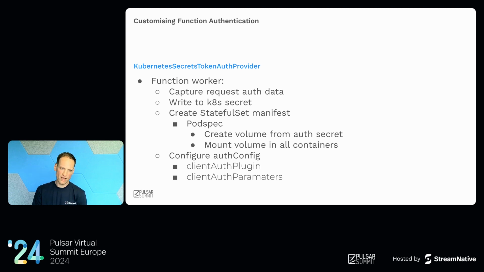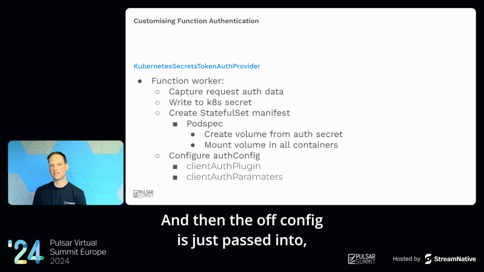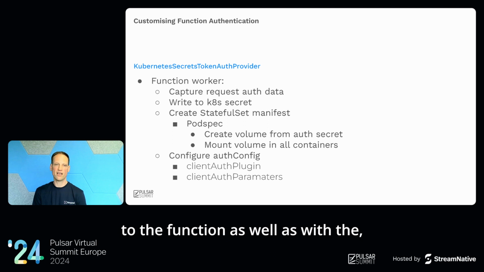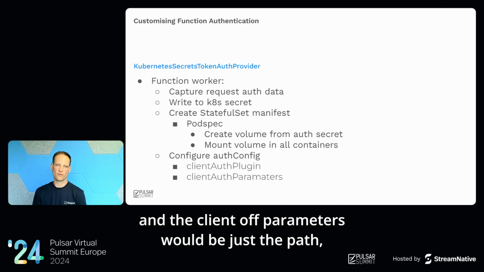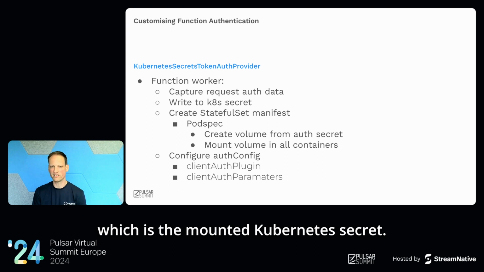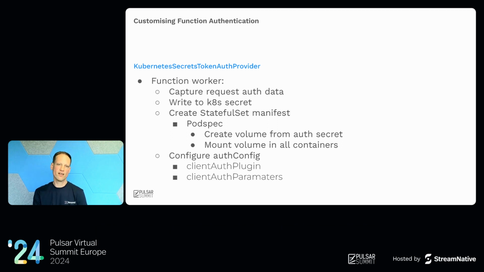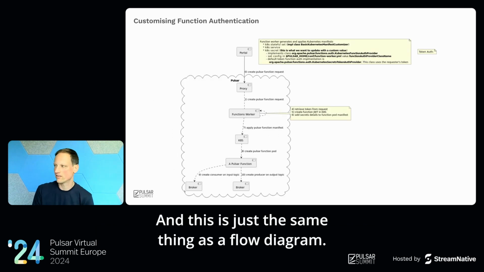And then the auth config is just passed into the function as well. In this case it will be standard. The client auth plugin would be token, and the client auth parameters would be just the path, which is the mounted Kubernetes secret. And this is just the same thing as a flow diagram.